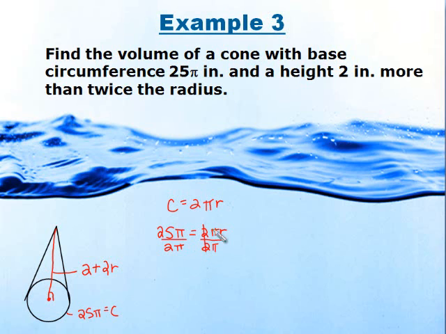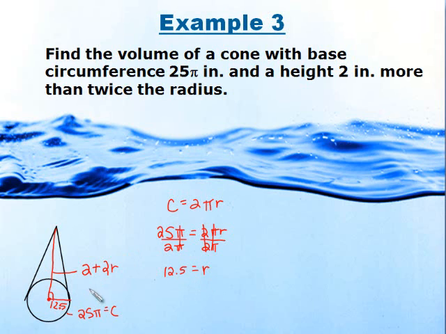So 2 divided by 2 is 1. Pi divided by pi is 1. So those are gone. We have the radius. Over here, the pi's will also divide out to be 1. And I have 25 divided by 2, which is 12.5. So now I have my radius. So from here to there is 12.5.